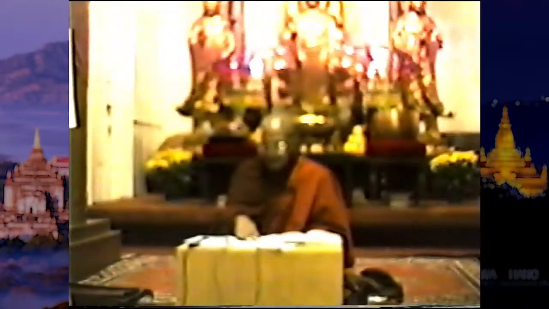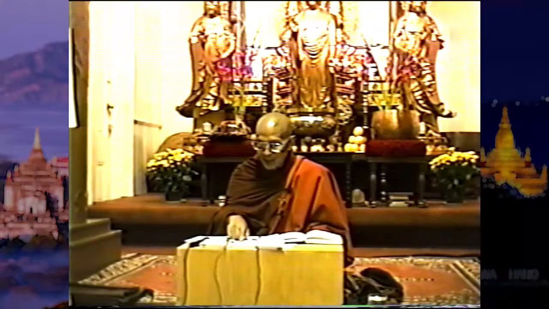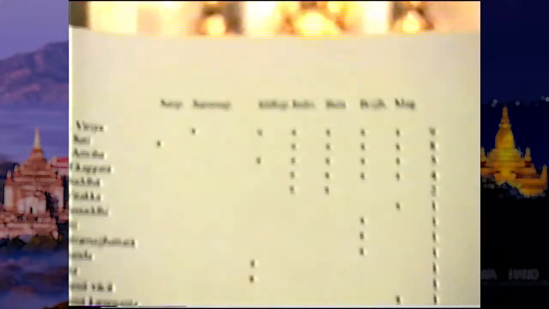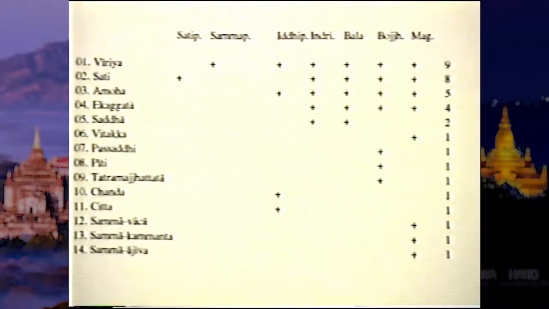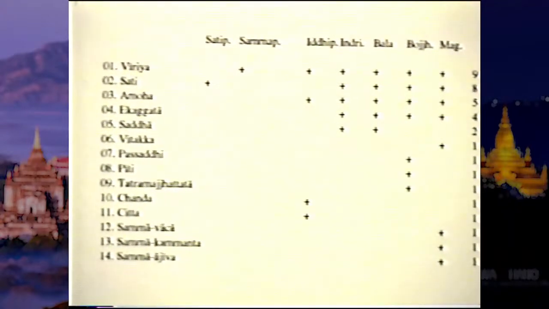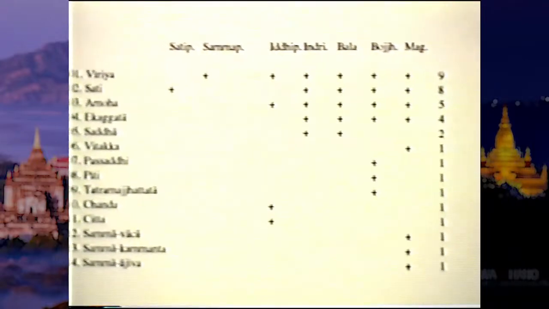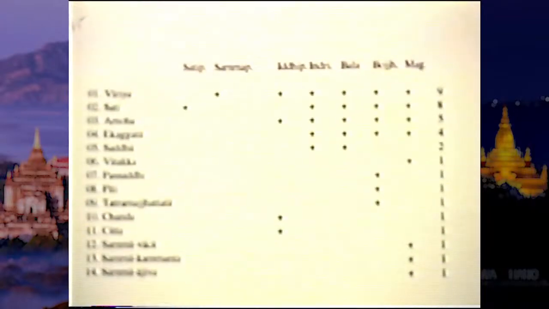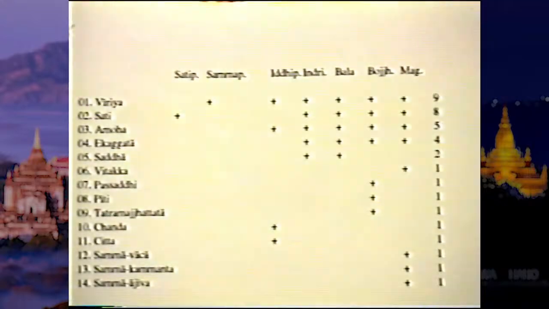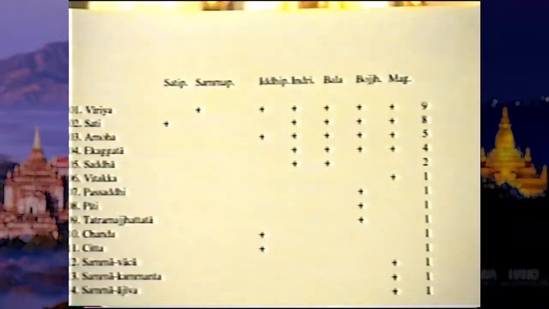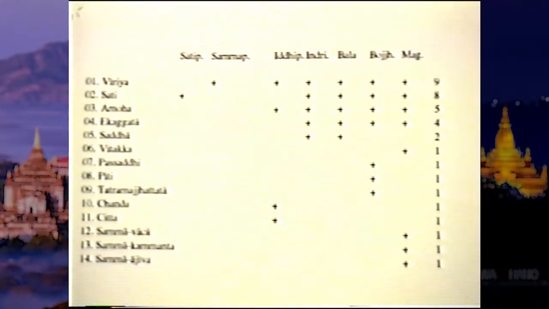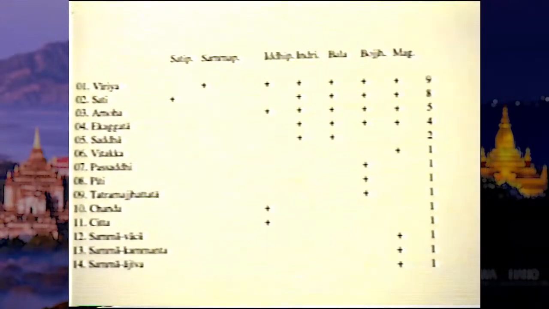Right? Okay, Sati, how many? 8. So Satipatthana 4, and then Indriya, Satindriya, Bala, Sati Bala, Bojjhanga, Sati Sambojjhanga, and Magganga, Samma Sati. Altogether 1, 2, 3, 4 plus 4, 8. Amoha, Panna, 5. Iddhipada, what Iddhipada? Vimamsa. Vimamsa Iddhipada, and Indriya, Pannindriya, Bala, Pannabala, Bojjhanga, Dhamma Vicaya, and Magganga, Samma Ditthi. So 5 names.